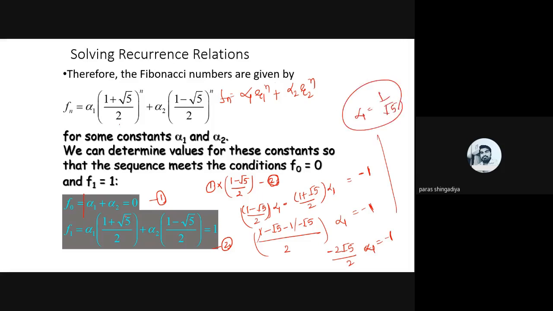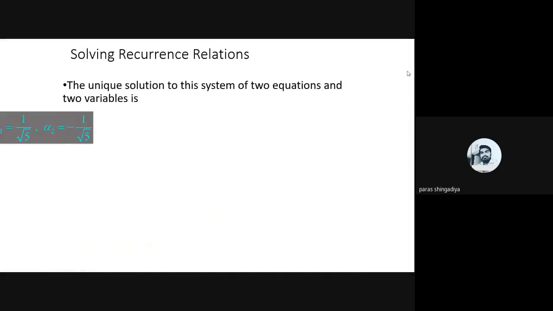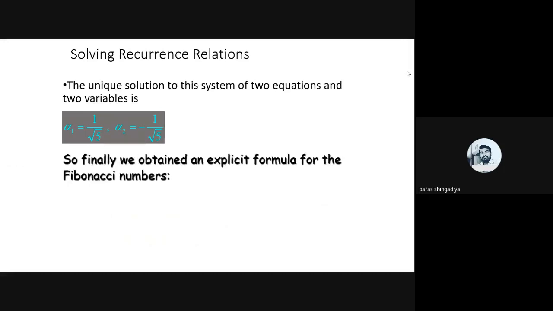Okay, and now alpha 1 plus alpha 2 equal to 0 there. So alpha 1 is equal to minus alpha 2. Okay, so alpha 2 will be the negative, minus 1 by root 5. Okay, so these are the two solutions you will get. Alpha 1 is 1 by root 5 and alpha 2 is minus 1 by root 5.